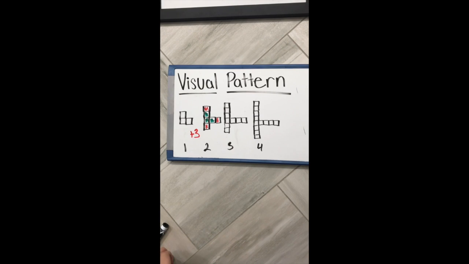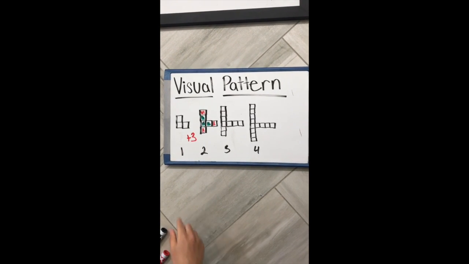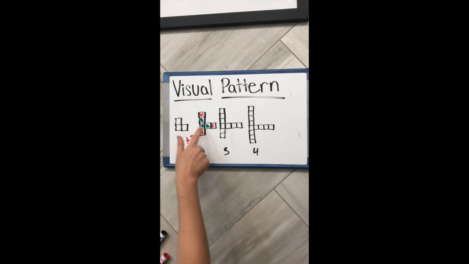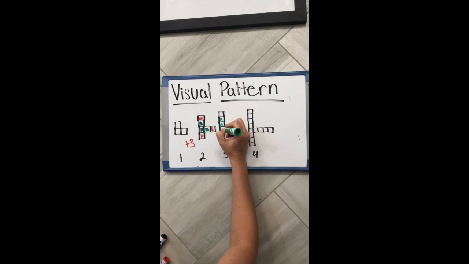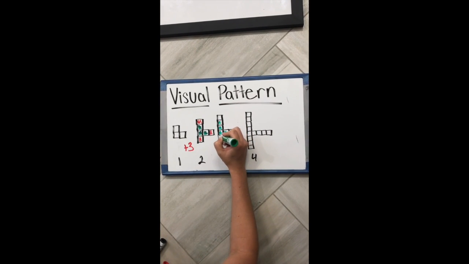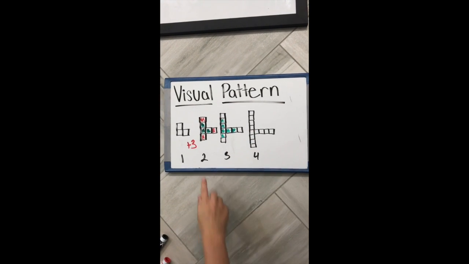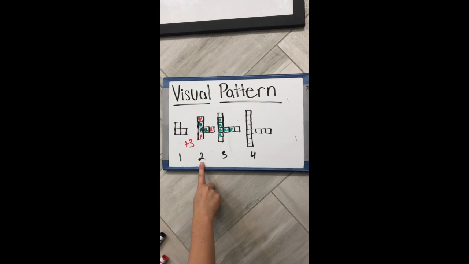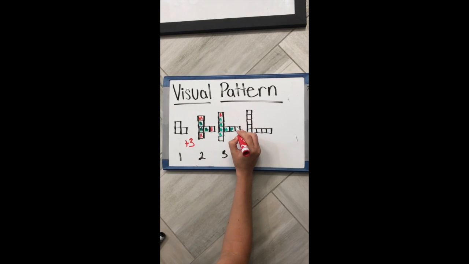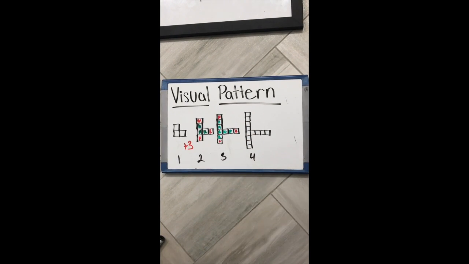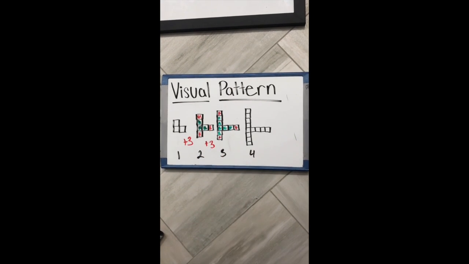Okay, and then now let's look from going from the second to the third term. So this one we've got 1, 2, 3, 4, 5, 6. So the green ones, that was what we had in the second term. And then the new ones that were added, we've got 1, 2, 3. So once again, going from the second to third term, we added 3.